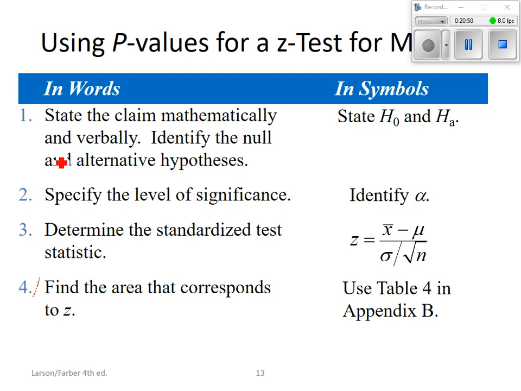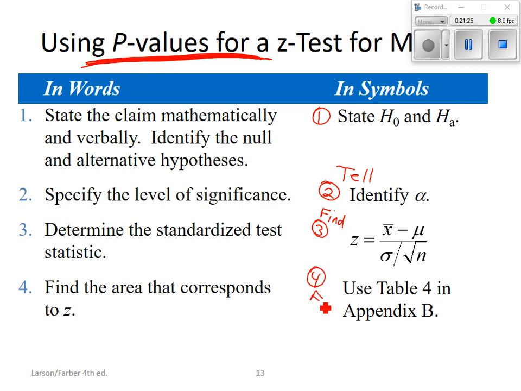This is if you're doing the p-values. So this is the list of the steps if you're doing p-values. You still gotta state your null and alternative hypothesis like we were doing before break. Number 2, identify alpha, they're gonna tell you that. Number 3, find your Z. Number 4, you're finding the area using the chart.